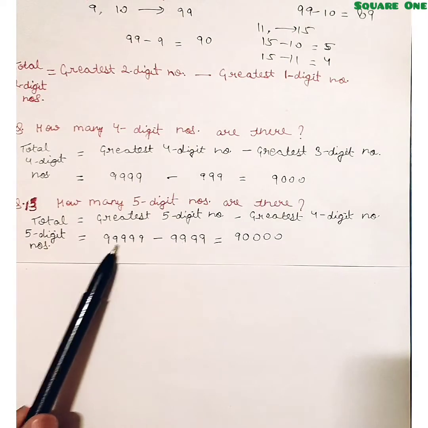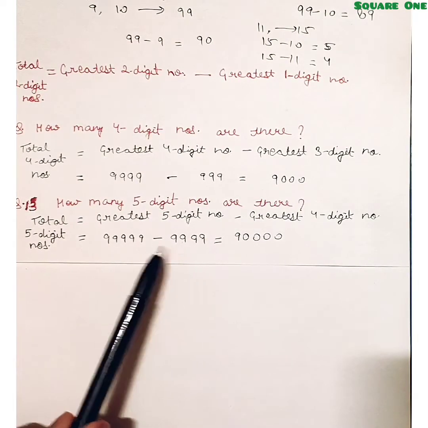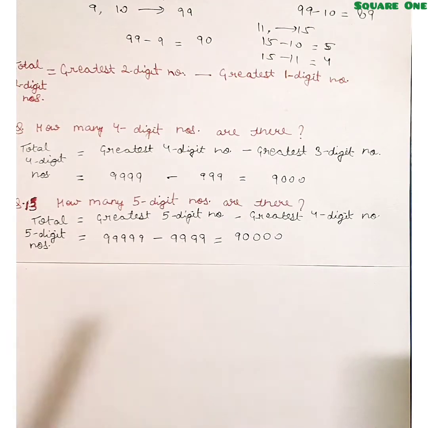Okay, write the greatest 5-digit number. I have written it here. Then I have subtracted the greatest 4-digit number from it, and the answer is 90,000.